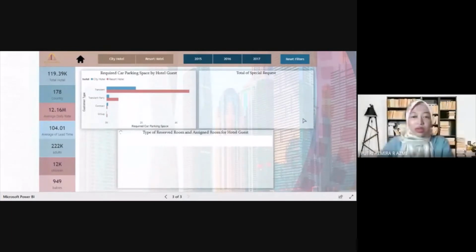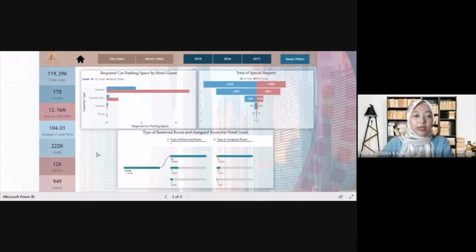Okay, thank you, Tika. So next is the required car parking spaces by the hotel guest type chart. The selection of this clustered bar chart is being considered to see the comparison between the two hotels in requiring parking spaces for their guests. The comparisons are being made from the hotel guest type and hotel type. It can be clearer and easier to read the comparison and see which guest type has the highest requested parking spaces.